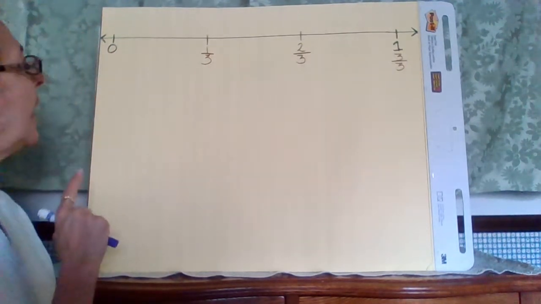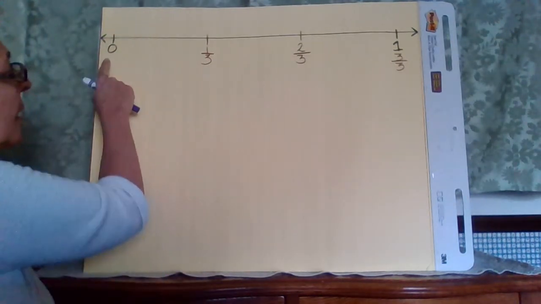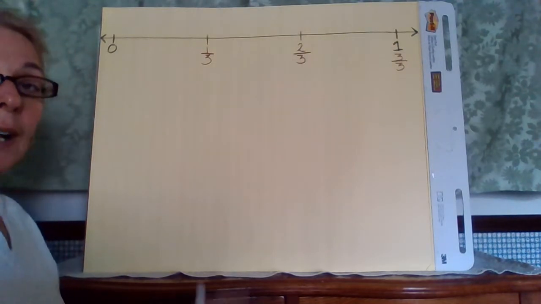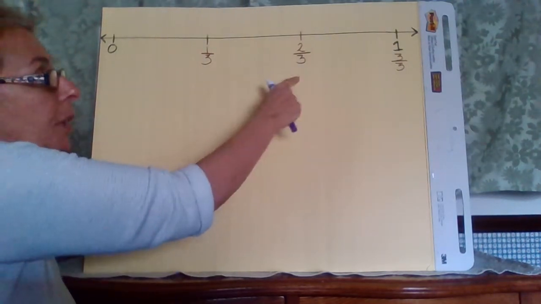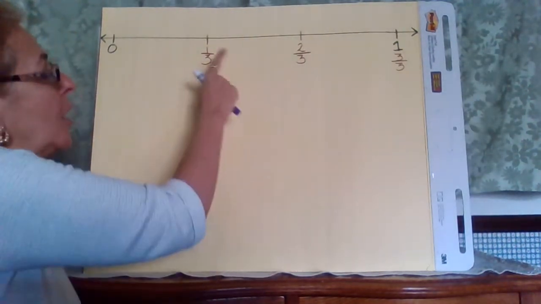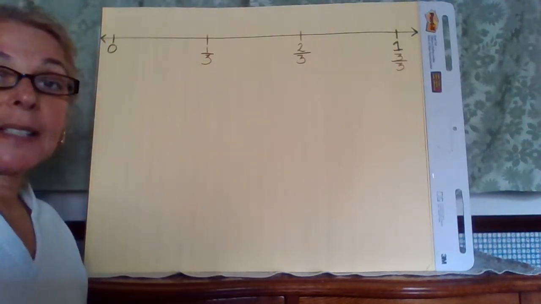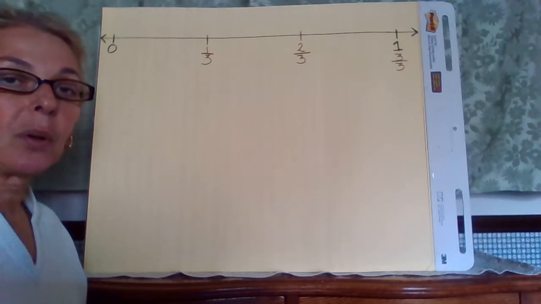So you see behind me, I have a number line. I started my number line at 0 and it went all the way up to 1 whole. I divided my number line into 3 equal parts or thirds. So here I have 1/3, 2/3, and notice 3/3 is in the same location as 1 whole.